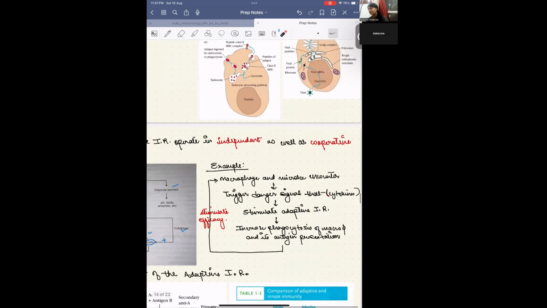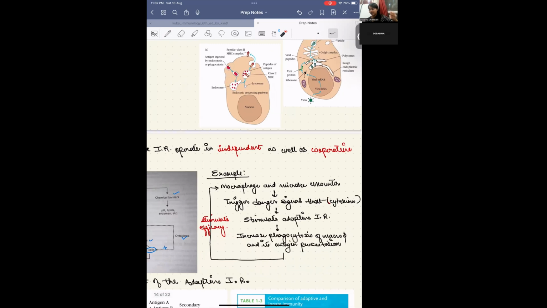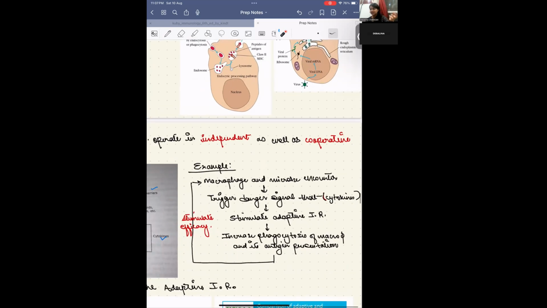So just as an example, we have a macrophage and microbe interaction. Some signals are triggered, which are going to stimulate the adaptive immune cell. This adaptive immune cell is going to further do certain things, maybe produce antibodies to neutralize or cross-link the antigens, which is ultimately going to increase the phagocytic clearance of the pathogen.